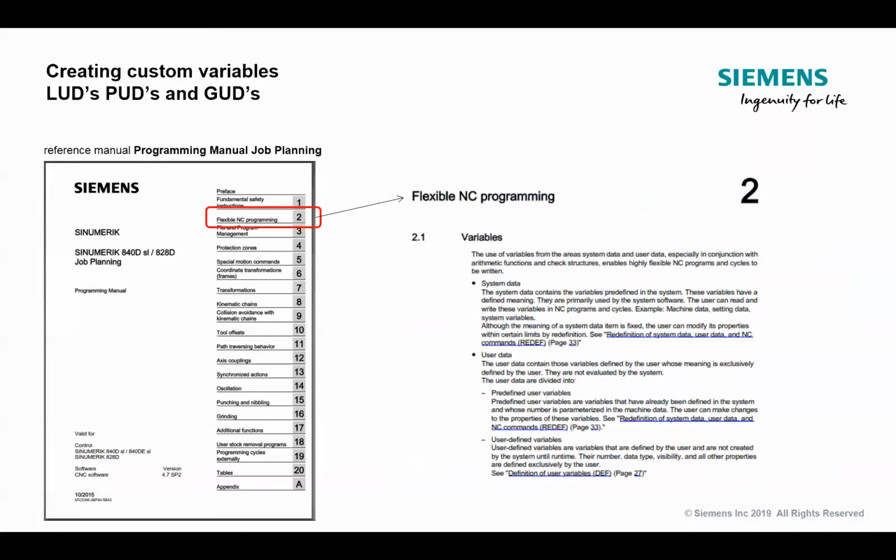In the Siemens world, flexible NC programming is what a lot of us think of when we hear about variable-based programming or macro programming. There are a lot of different terms in the industry that all mean the same basic thing. We happen to call it flexible NC programming. So that's the chapter you want to go into, specifically in this manual.